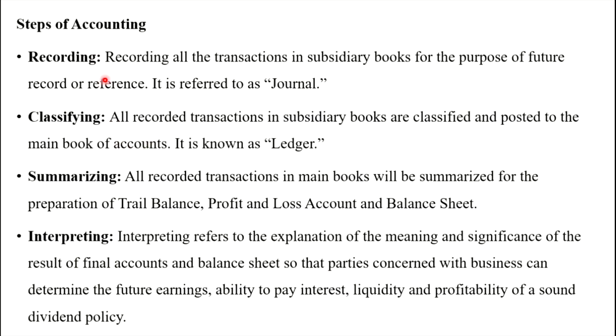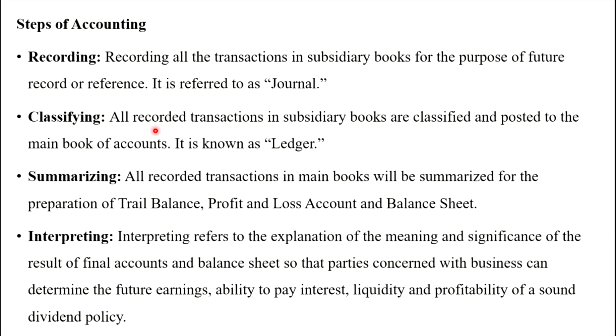Now, these are the steps involved in accounting. First and most important step of accounting is recording. We record all the transactions in subsidiary books for the purpose of future record or reference. It is referred to as a journal. Journal is a prime entry book. Why? Because we record the transactions as and when they occur first time in a journal.